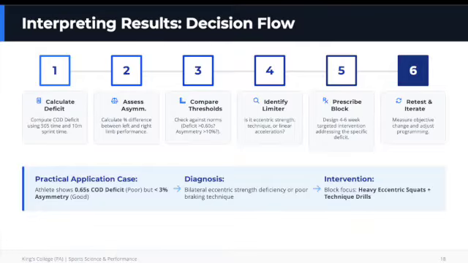First, you calculate the deficit, then you assess the asymmetry, compare the thresholds, identify the limiter and prescribe the block, then you retest and iterate. Practical application case: the athlete shows 0.65 seconds change of direction deficit, which is poor, but only less than 3% asymmetry, which is good. Diagnosis would be bilateral eccentric strength deficiency or poor braking technique. Intervention: heavy eccentric squat plus technique drill.